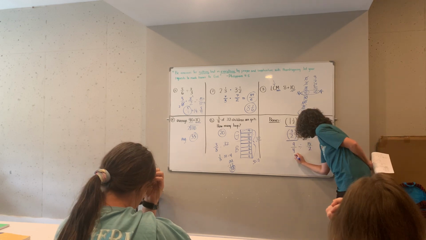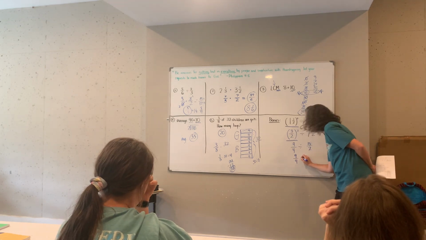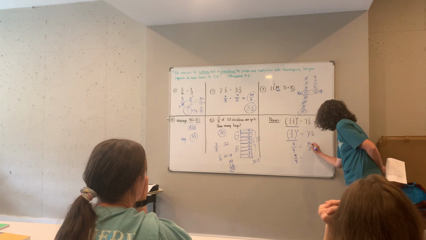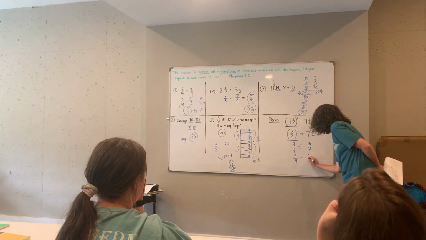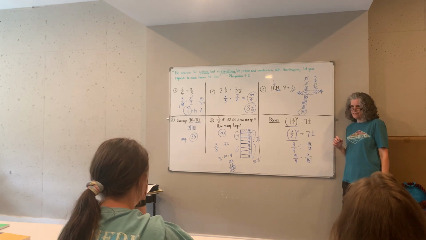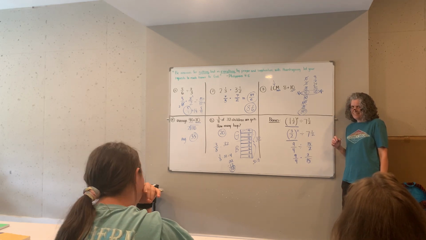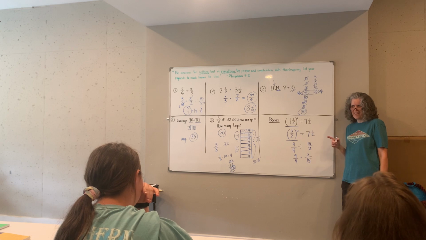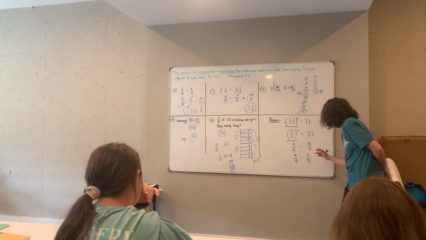Flip the thingy, Lily says. 9/4. Then you're gonna change this to times, right? And then we're gonna flip this. Good. All right. Who is brave enough to cancel for us? Josiah. Come on, you can do it. 4 and 2 cancel. Good.